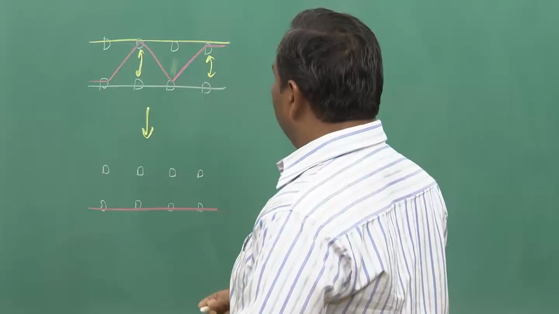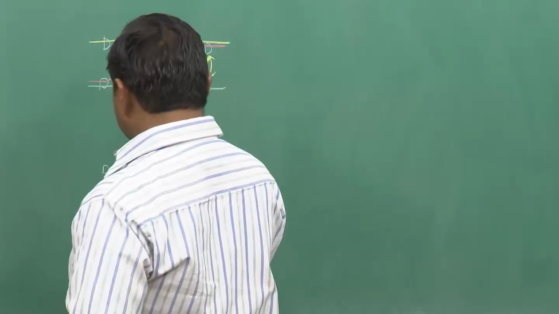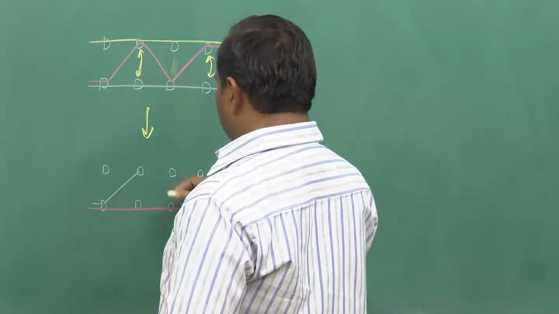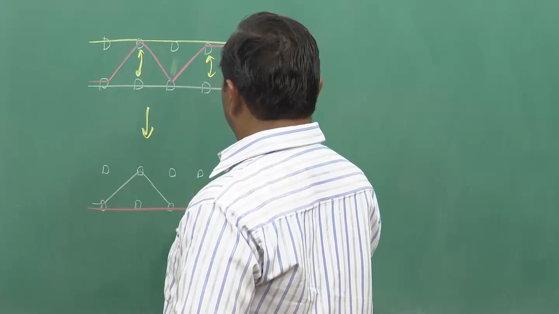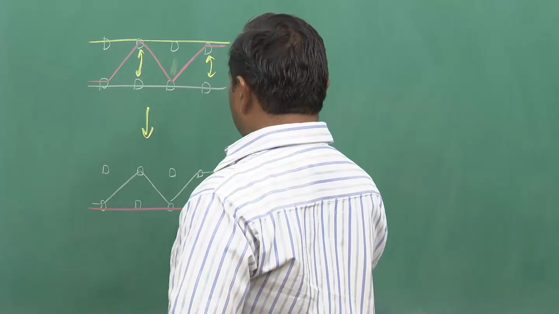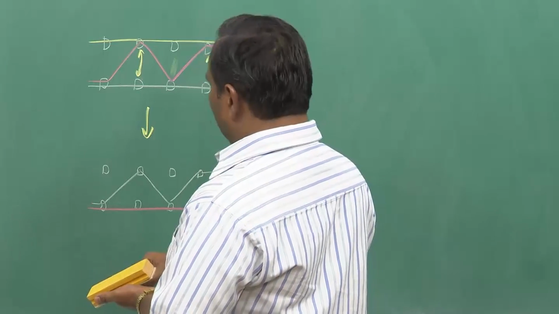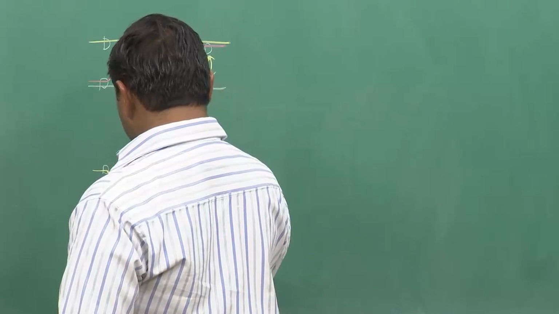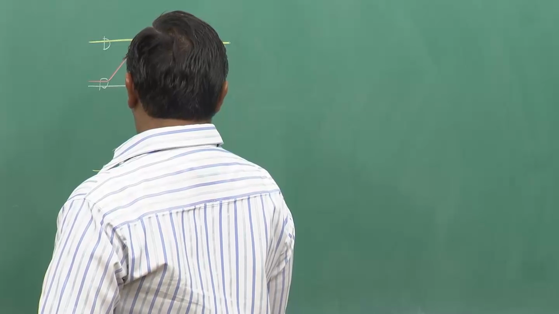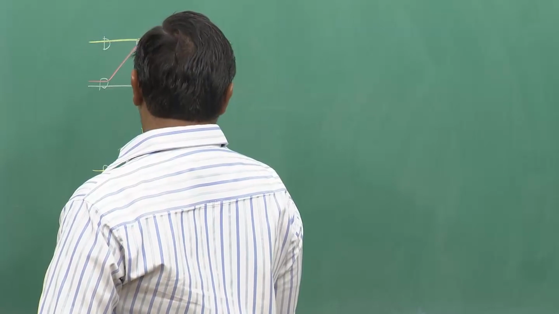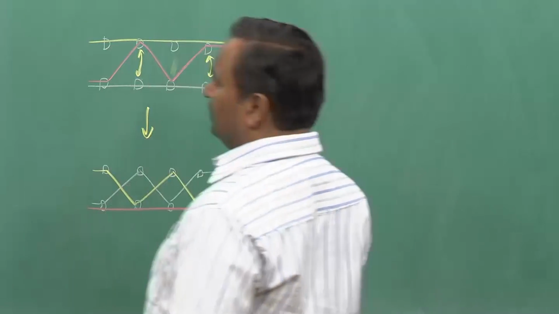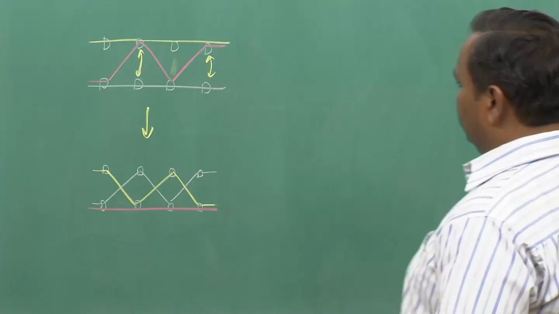Now, what happens to the white? So, white starts from here, goes up, it then goes down, then it goes up and on this side. What happens to the yellow one? So, yellow one goes down, yellow one goes up and yellow one goes down and connection is made. So, this is the configuration which will come.